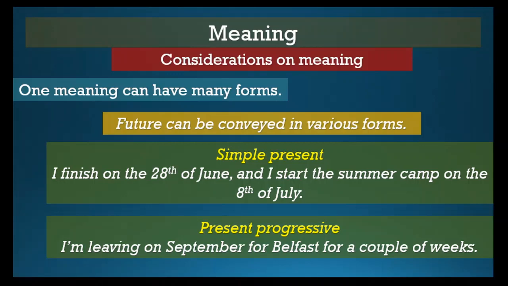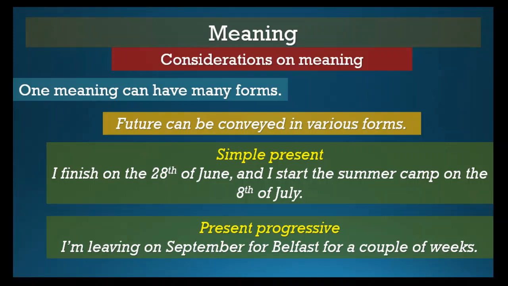Now in this slide, we'll see that the future tense may be represented by the simple present or the present progressive tense aspect. Look at the sentence for simple present: I finish on the 28th of June and I start the summer camp on the 8th of July. Though this sentence is written in the simple present, the meaning entailed is that there will be an action to finish and to start at a particular future time. However, this is still simple present because this tense may be used to describe an event or action scheduled to happen at a future time.